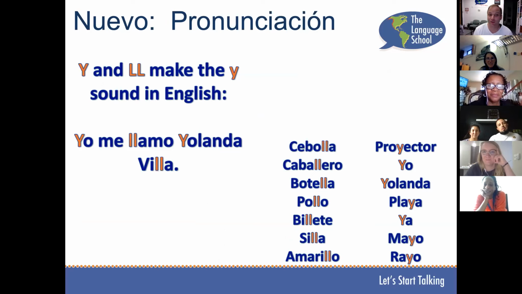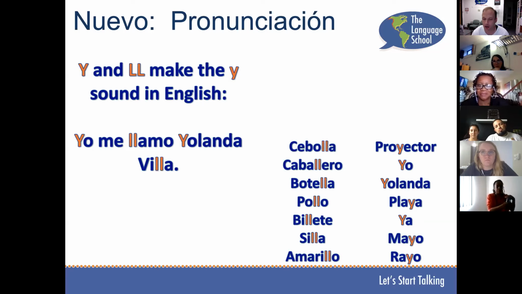All right, just a quick little pronunciation guide for you. The Y and the double L typically will make the Y sound in English. So if you put it together with a sentence like this, it's going to sound like Yo me llamo Yolanda Villa. So kind of how we'd say the Y in you, like you are a student. It's producing essentially that same sound.